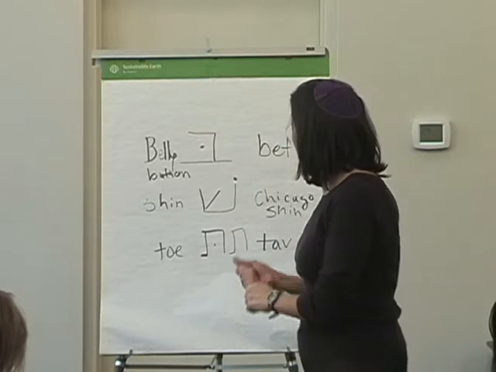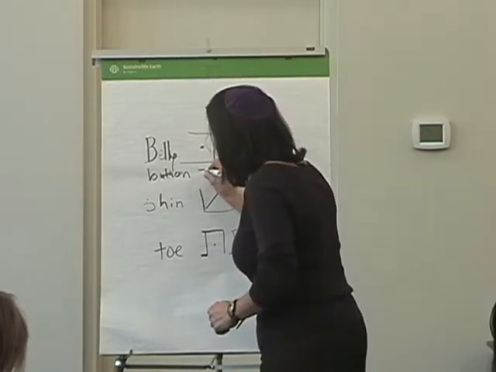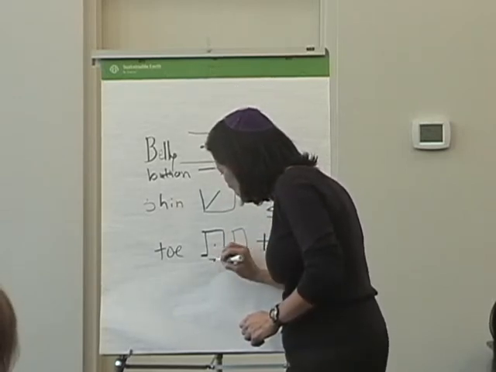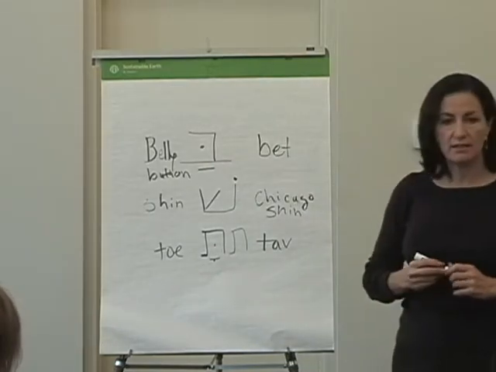One looks like a flat line, and one looks like a flat line with a little tiny stem that comes out, so almost like a tiny T.